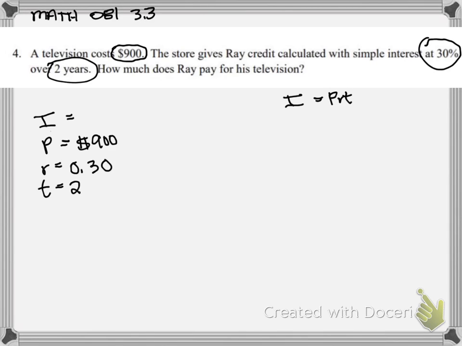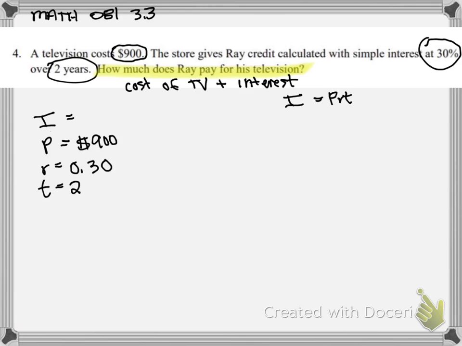Now, this is the part that's a little bit different. The question is not asking what is the simple interest. The question is asking how much does he pay for his television. So, how much he pays for his television is actually the cost of the TV plus the amount of interest, I. So once we find I, we're going to have to do one more step to get the total cost of the television.